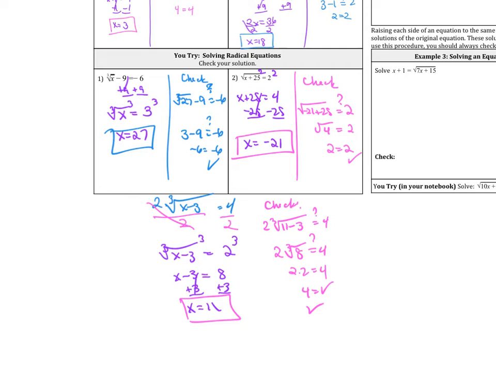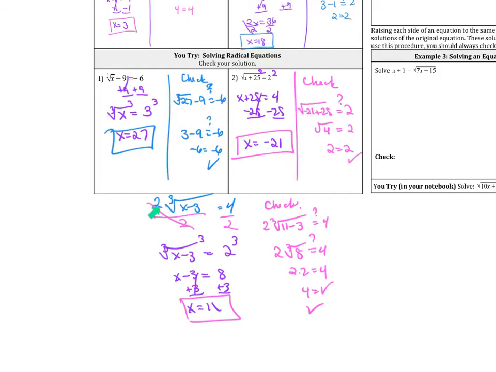So for number 1, you should have gotten x equals 27. You add 9 to both sides first. Cube both sides and you get x equals 27. And you plug it in to check. Then you square both sides here. The radical is already isolated. Then you subtract 25 from both sides. You get x equals negative 21. You plug it in and that works. 2 equals 2. So that is true.